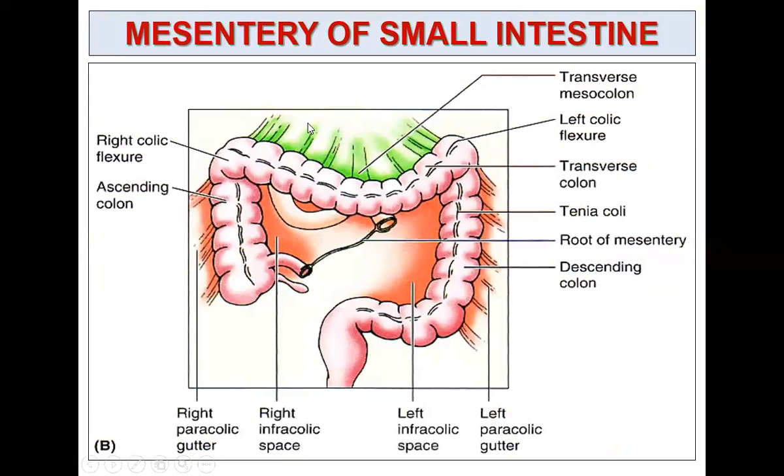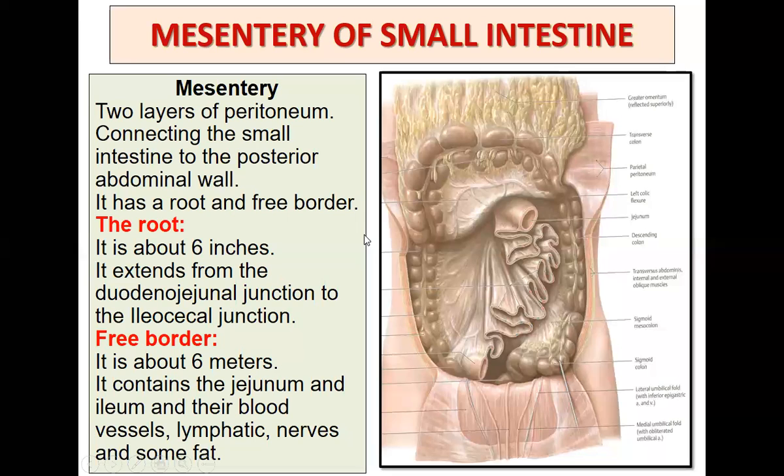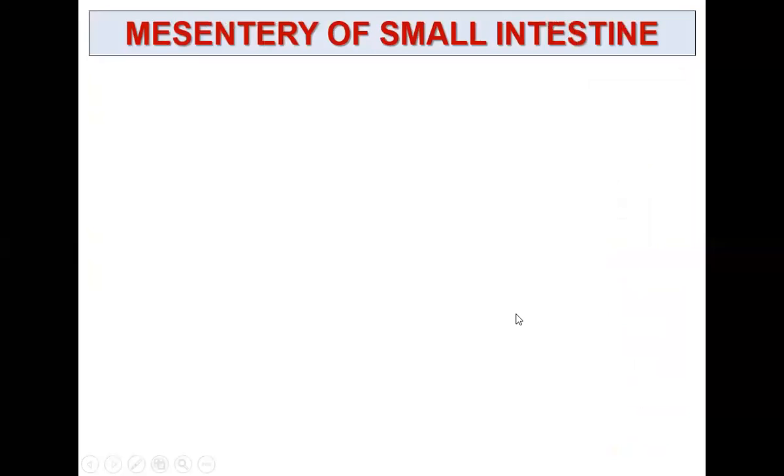So here you can see this is the root of the mesentery. Okay, so this is the duodenum, where the duodenum ends and the jejunum begins. So it starts from there and goes all the way up to the ileocecal junction. This is the ileum, this is the cecum. So at that point, this is the whole root, which is the attached part. And as you have seen already, this is the free border.